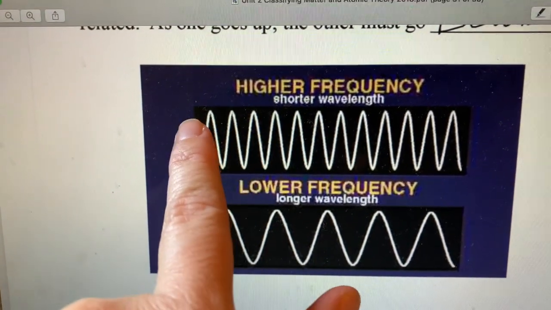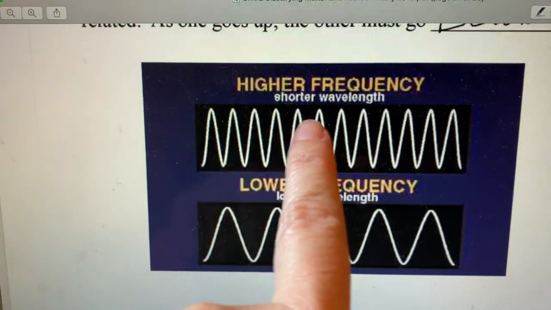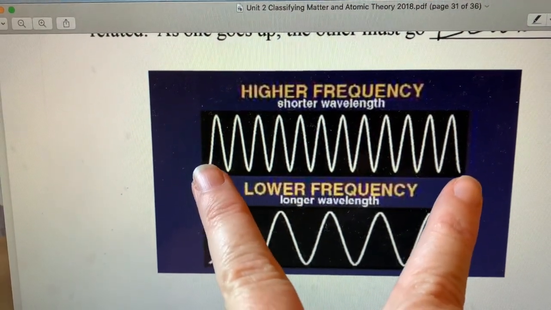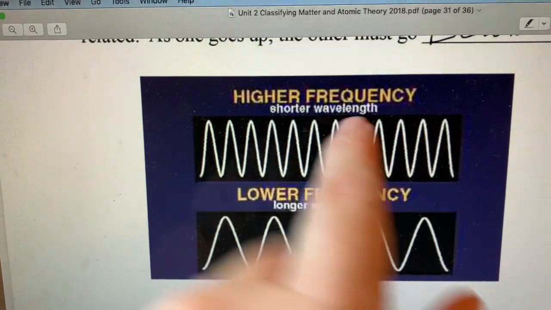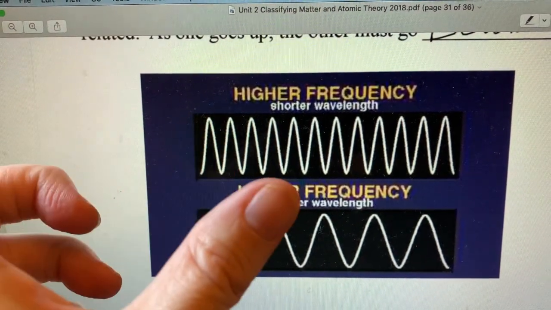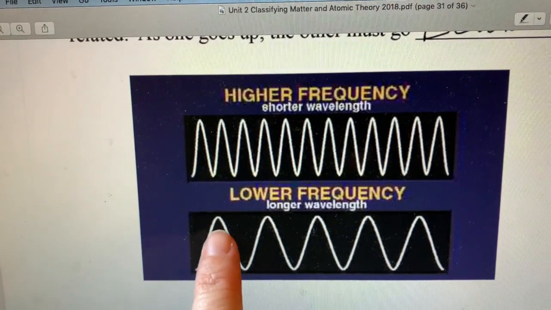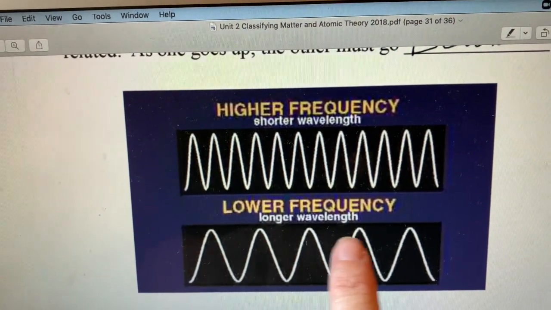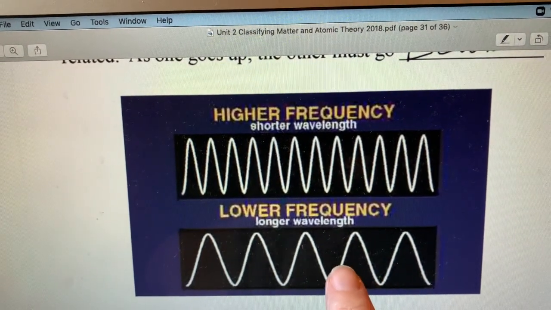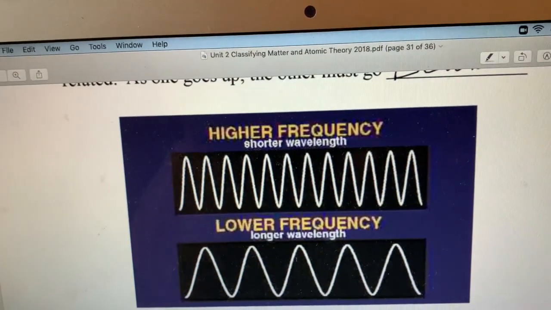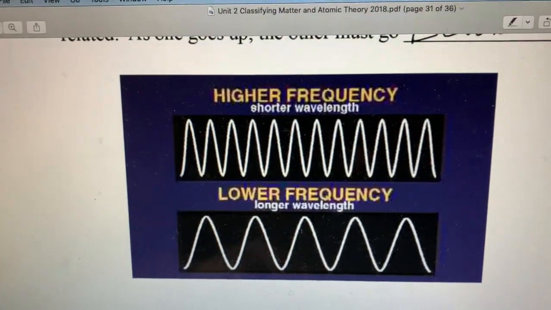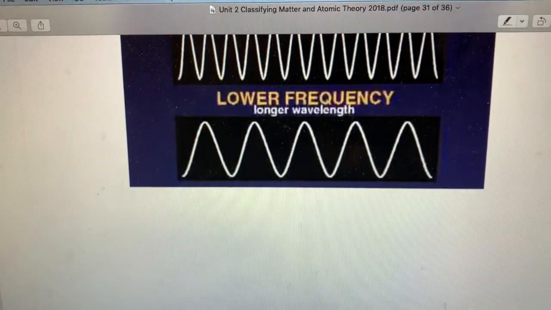Okay, look at my first example. I have a short wavelength, but in the same amount of time, I get a lot more waves. Short wavelength, high frequency. As one goes up, the other goes down. Here, I have a much larger wavelength, but the waves don't occur as much. So as one goes up, the other goes down.